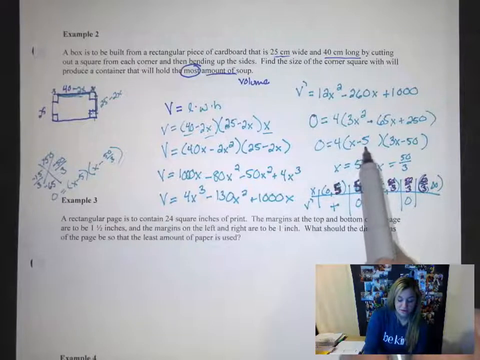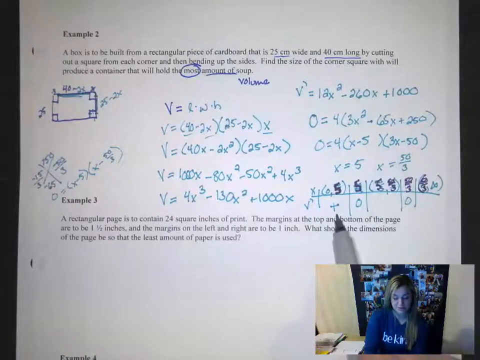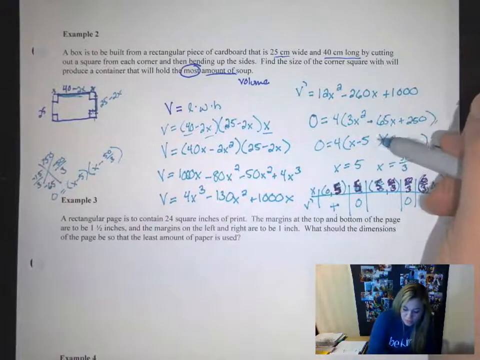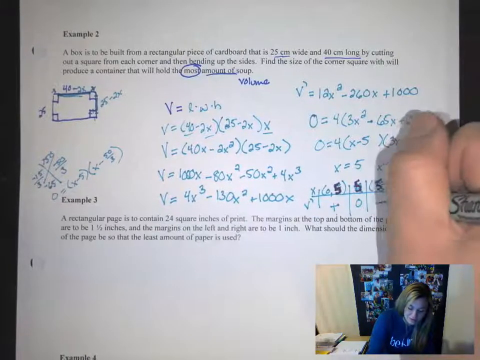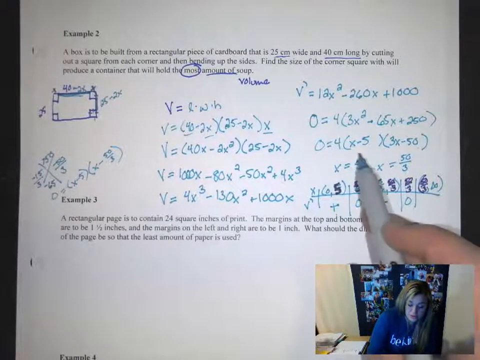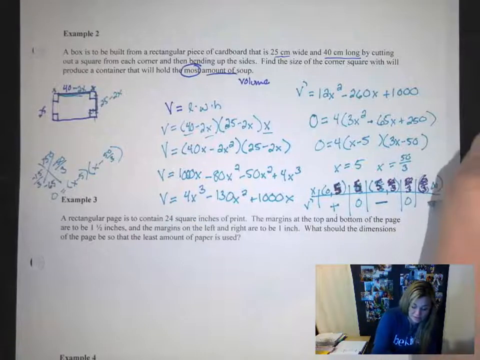If I pick 1, x minus 5, or 1 minus 5, will be negative. 3 times 1 minus 50 will be negative. Negative times negative is positive. And 4 is already positive. A number between 5 and 50 over 3. Let's pick 6. 6 minus 5 is 1, positive. 3 times 6 is 18, minus 50, that would be negative. And then, I don't know, 2,000. 2,000 minus 5, positive. 3 times 2,000 minus 50 is still positive.